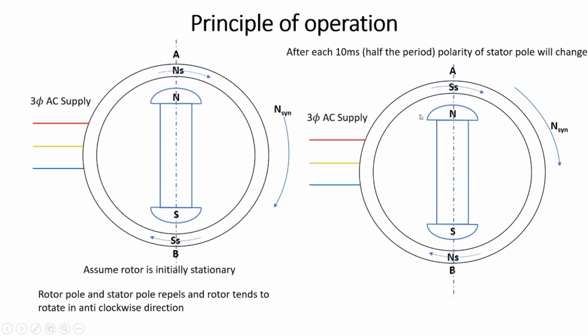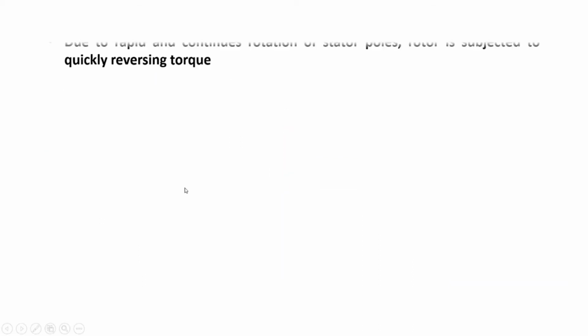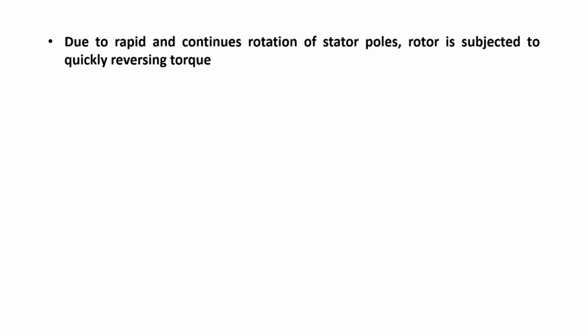After the next 10 milliseconds, the rotor tries to rotate in clockwise direction. So a quickly reversing torque is coming due to the change of the stator poles. So due to continuous and rapid rotation of the stator poles, the rotor is subjected to a torque which is rapidly reversing, that is, a quickly reversing torque.